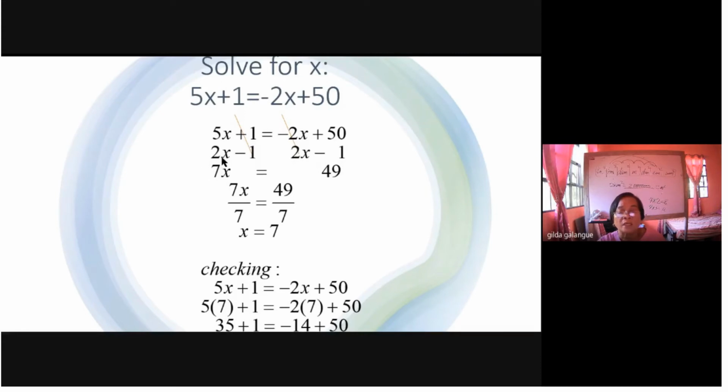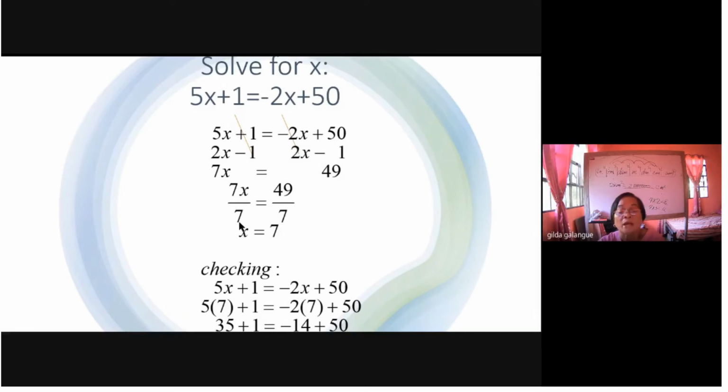Now we need to eliminate 7. How can we eliminate 7? By dividing both sides of the equation by 7. 7x divided by 7, we cancel 7, we have the remaining x, and 49 divided by 7 is 7.